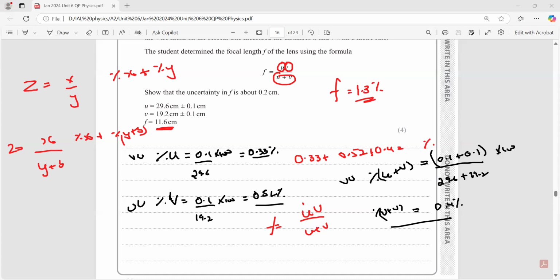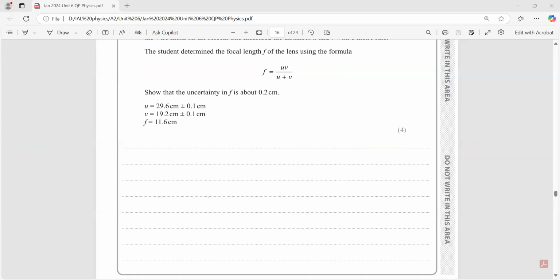There's also another way of doing the same question. You will try to figure out the maximum and the minimum value of F. Like you will find F minimum and you'll try to figure out F maximum. And the formula is maximum minus minimum divided by 2, which will also give the uncertainty.